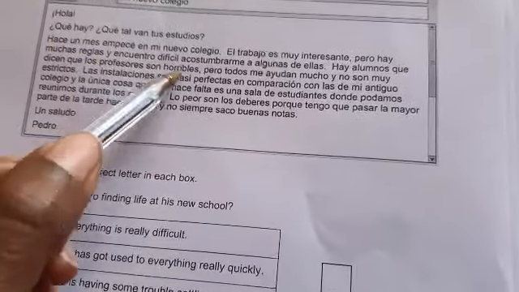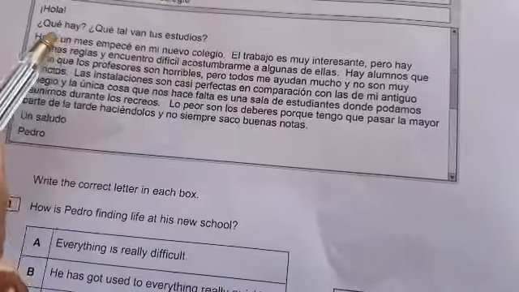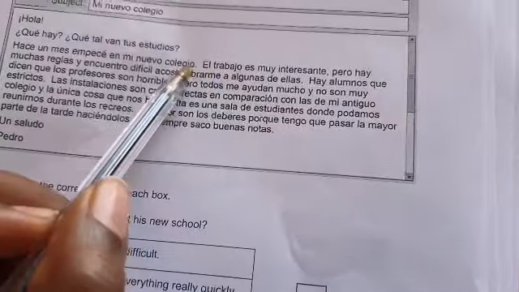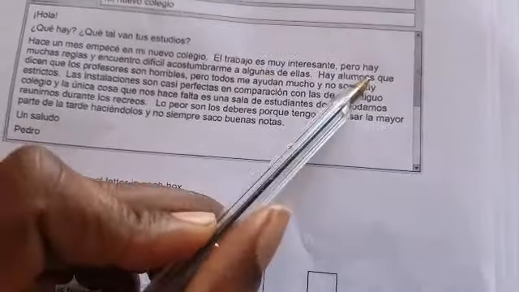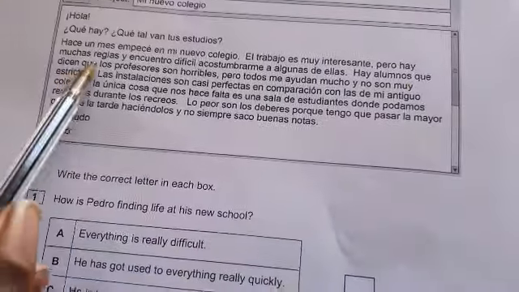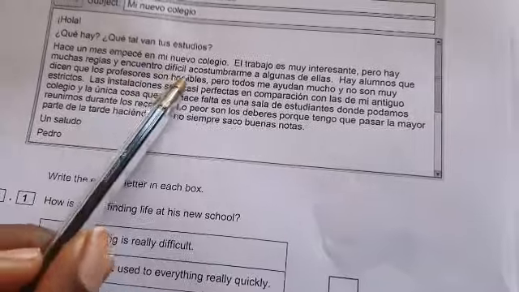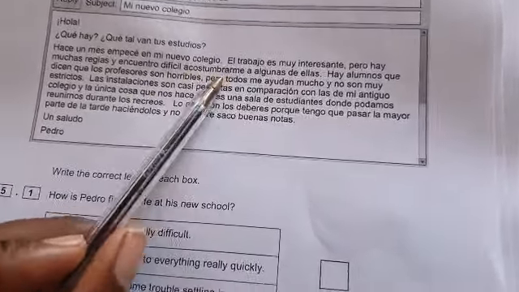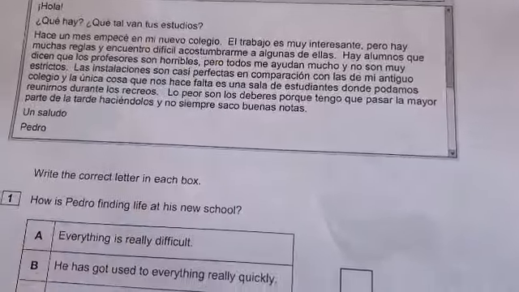Guys, for such a section, what I would normally do is go through and see the words that I really know and key expressions. So I would go through things like the verbs, empecé, nuevo colegio, el trabajo es muy interesante, it's very interesting, the work. Hay muchas reglas, there are lots of rules. Y lo encuentro difícil acostumbrarme, okay? I find it difficult to get used to it. Acostumbrarme is to get used to something.